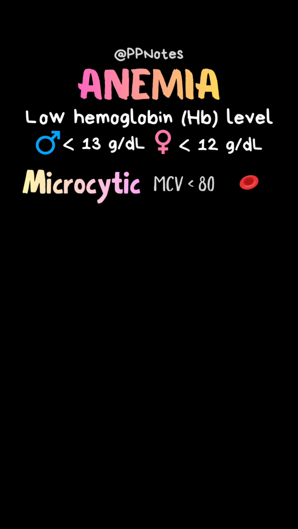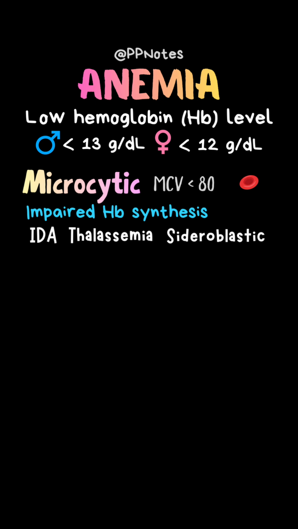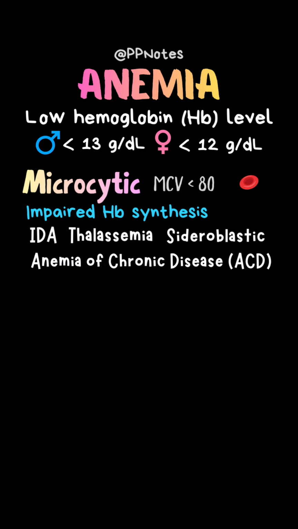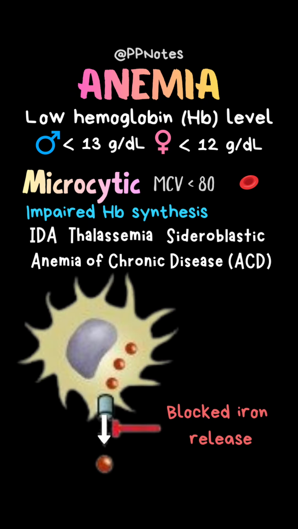This usually happens when there's a problem with hemoglobin production. Common causes include iron deficiency anemia or IDA, often from blood loss or poor intake. Thalassemia, a genetic defect in globin chain production. Sideroblastic anemia, a condition in which iron can't be used properly to make hemoglobin. Anemia of chronic disease or ACD, where inflammation traps iron in storage.